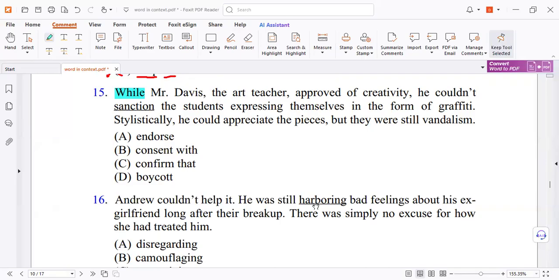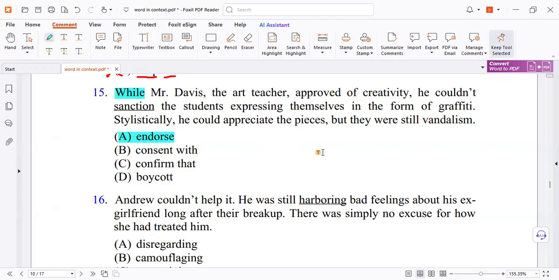Letter C, no. He said confirmed, but he couldn't endorse. He couldn't prove. He cannot accept. He does not accept the students expressing themselves in the form of graffiti.